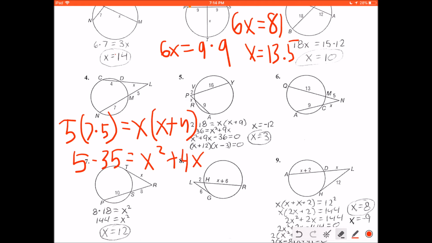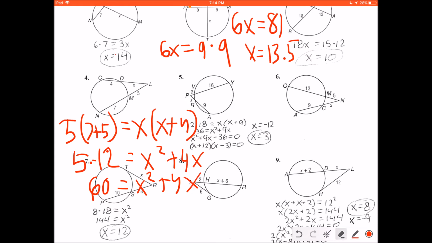So let's do it like this. Oh my god, I realized I just did it wrong. If you add the two together, you get 12. So 5 times 12 is 60, not 35. That was just me being dumb.